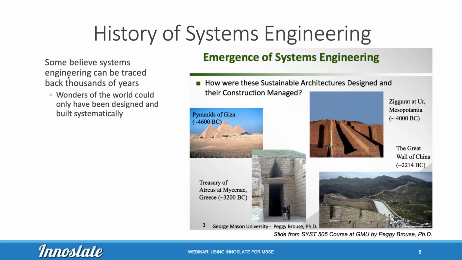If we go back and look at the history of systems engineering, sure enough, a lot of people trace it back all the way thousands of years ago to the pyramids and some of these ancient wonders of the world that were just phenomenal. They could only have been designed and built systematically. There had to be some mechanism for doing that. And no, it wasn't space aliens. Okay, we really don't think that.